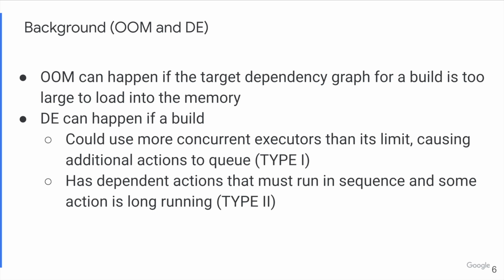Another possibility is that a build has a dependent action that must run in sequence, and some intermediate action is long-running, blocking all other executions from executing. We call this kind of deadline-exceeded error the type 2 error. In this paper, we mainly focused on eliminating the out-of-memory errors and this type 1 deadline-exceeded error.